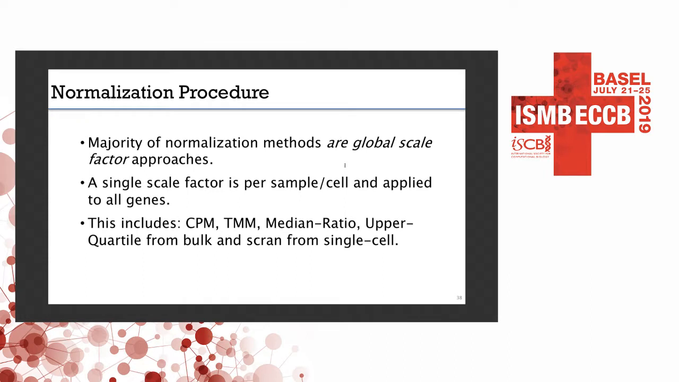So the majority of normalization approaches that were developed are these global scale factor approaches. You're dividing every gene in the cell by a single scale factor. This includes probably all of the ones you've heard of: counts per million or transcripts per million, or TMM, median ratio, upper quartile, for example. These are all just taking a single scale factor per cell and dividing every gene by that value.